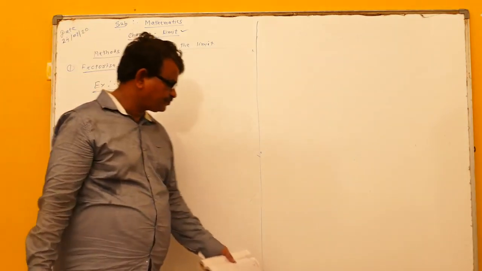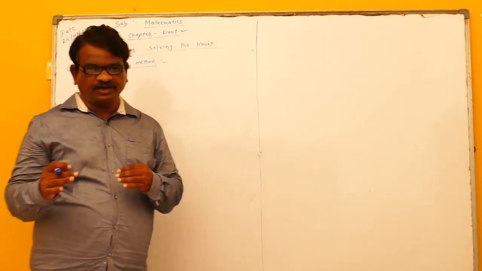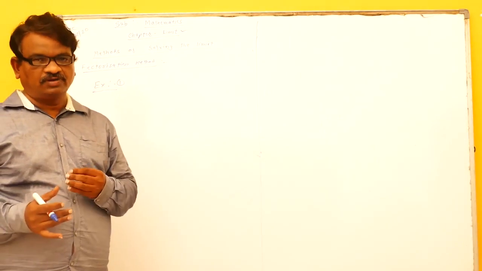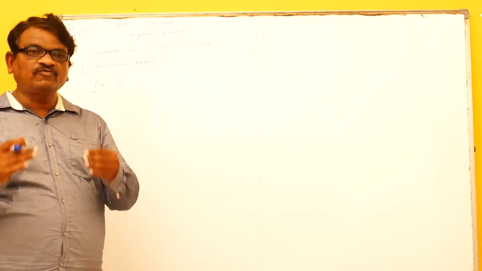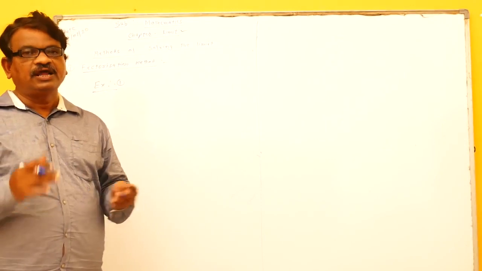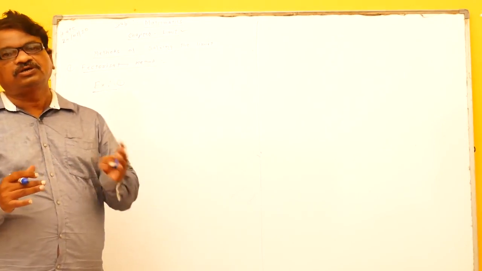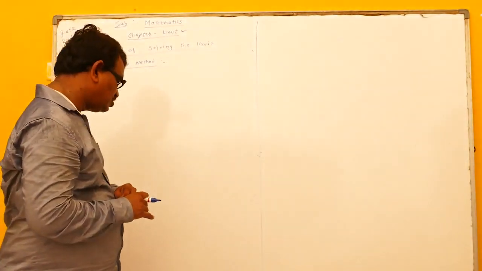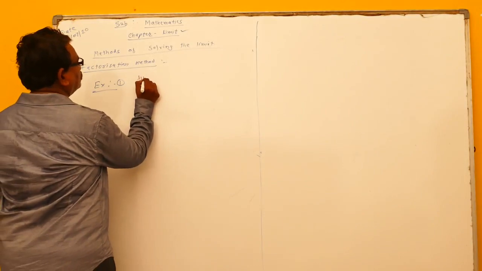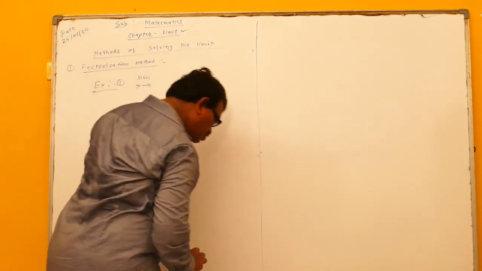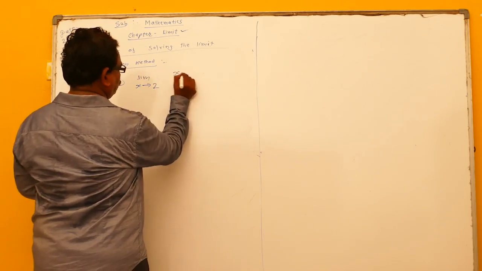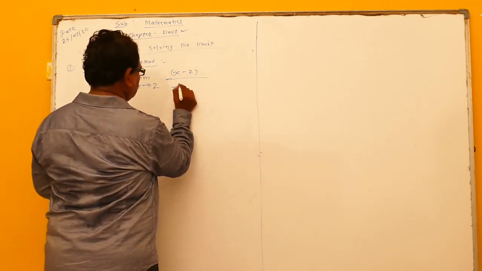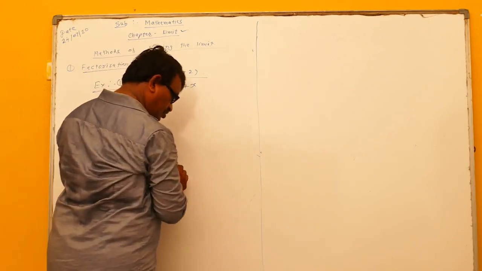In this method, if the numerator and denominator are not given in factorized form, then first we have to factor the numerator and denominator, and then in the result put the limit and find the answer. So for this we take the example: limit of x tends to 2, (x minus 2) divided by (x square plus x minus 6).